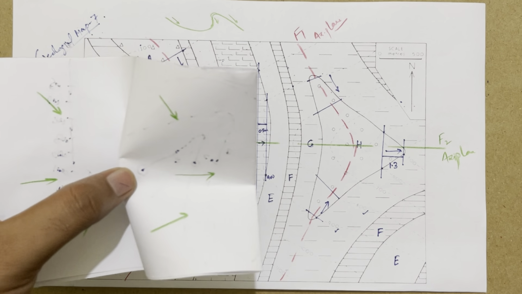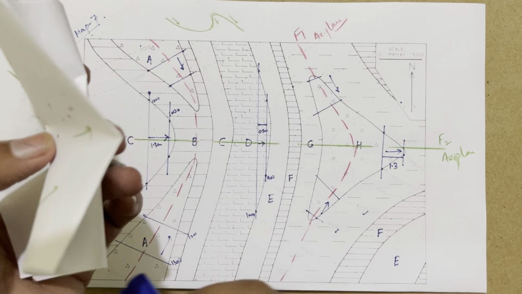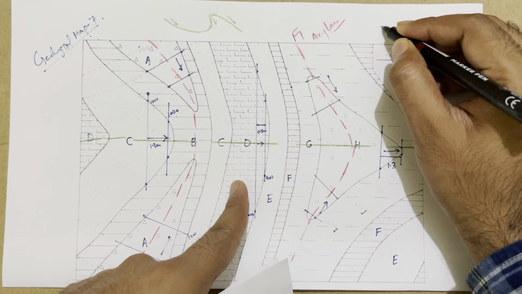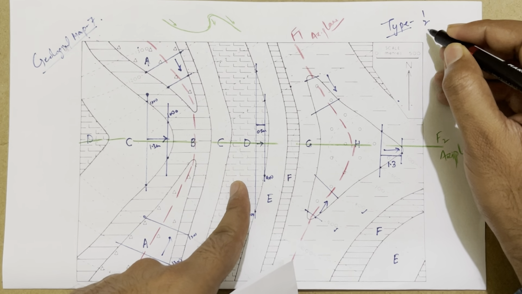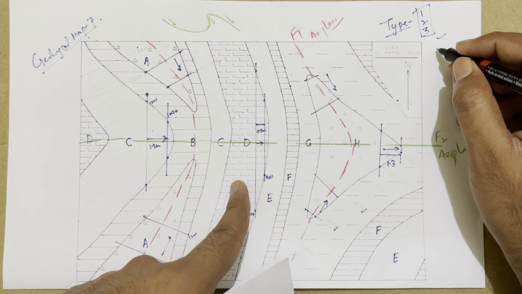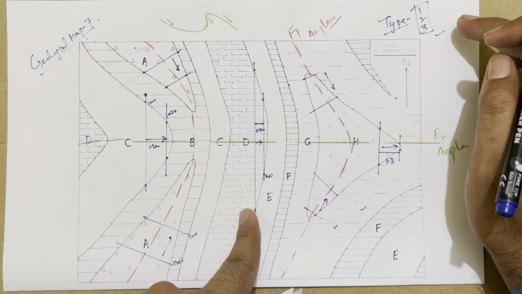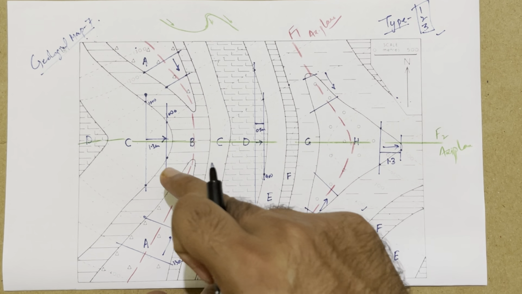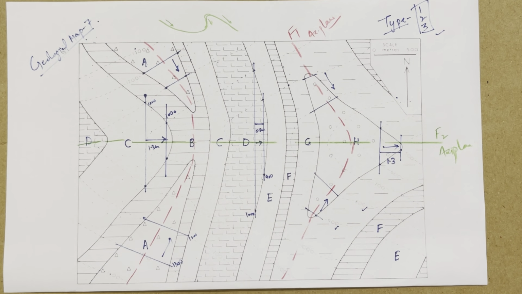Hope you learned something from this video. So what kind of superimposed folding is it, what type of superimposed folding? 1, 2, 3, which one? Mention in the comment box, because I have already made one video on superimposed folding. So in this case F1 axial plane is curved and F2 axial plane is straight.